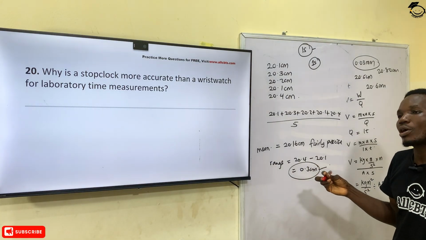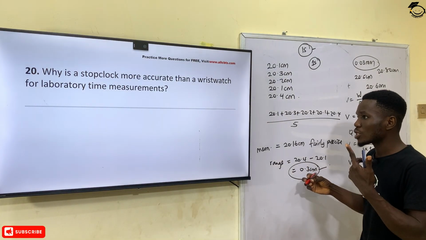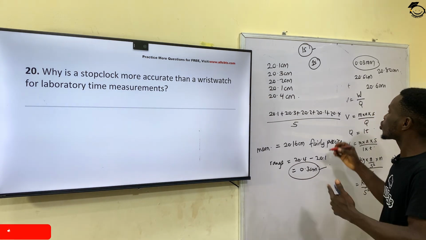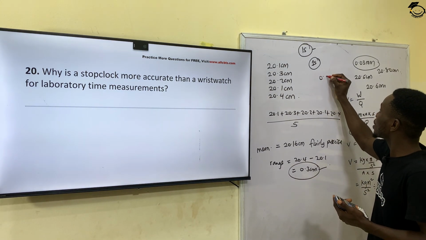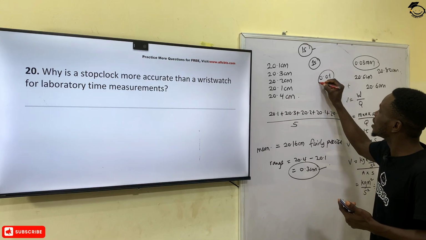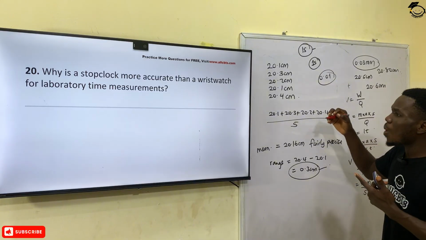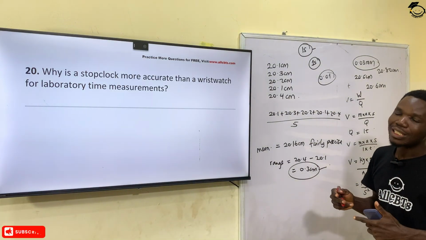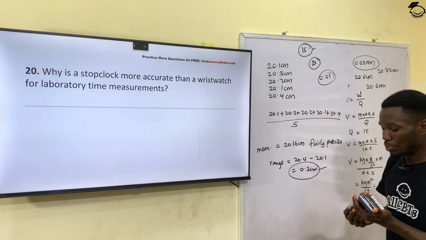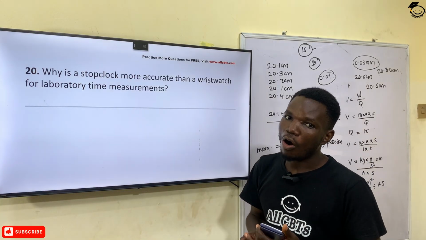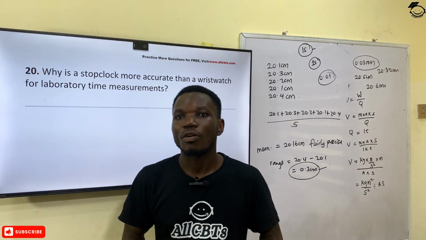A stop clock or a stopwatch. So whether it's a stop clock or a stopwatch, a stopwatch can measure up to 0.01 seconds. So the degree of accuracy has what? Increased. So the lower it can measure, the more accurate that device is. So the reason is simply because of its degree of accuracy. So we've come to the end of today's class.